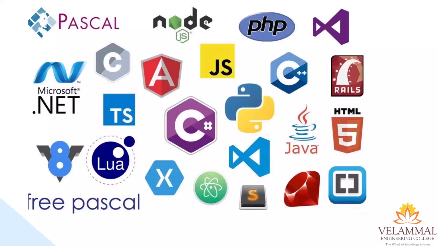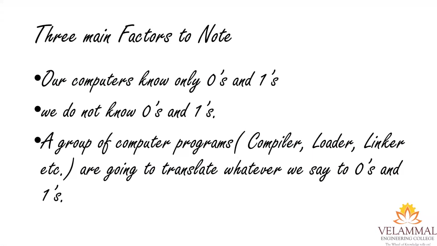So there are three main aspects to be considered when getting into a programming language. First, our computers know only zeros and ones. They communicate, process, and transfer data in terms of zeros and ones only. We do not talk or process in binary either. So there is an intermediate group of programs called compiler, loader, linker, etc., which help the computer understand what we are saying.